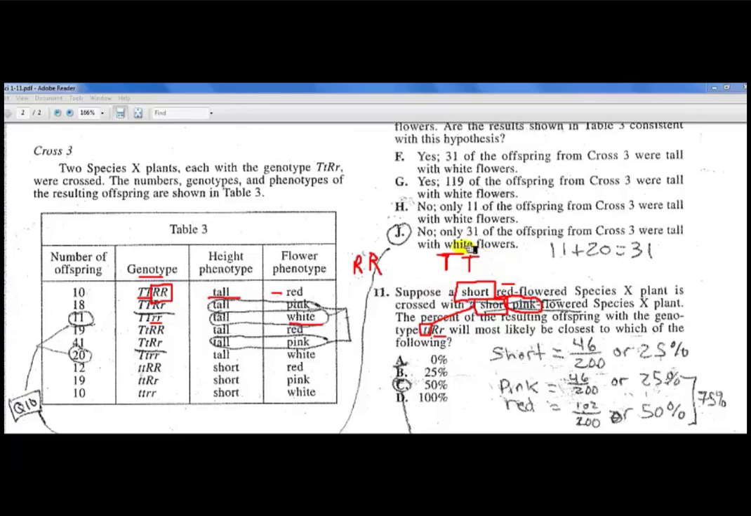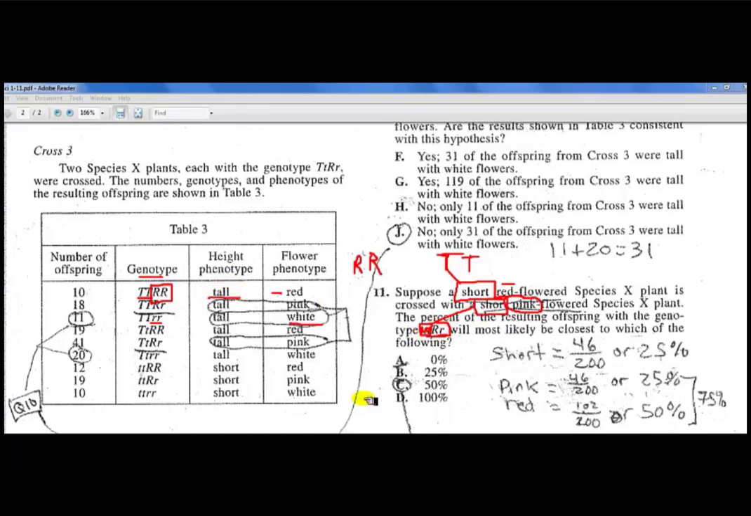Now, some of you are already starting to scratch your head. What is he talking about? Watch how easy this is. First of all, we already know that the stem length here is short, and that has to be small t. So let's get rid of that. We're going to focus on capital R, small r.